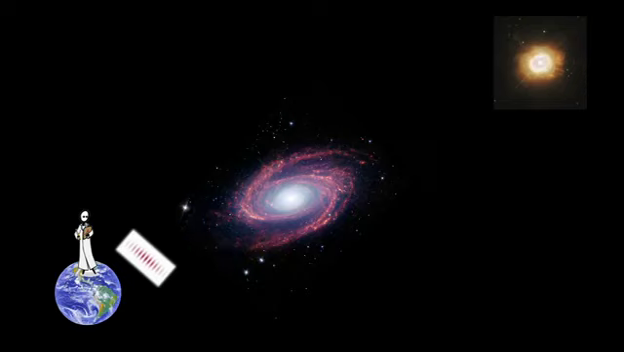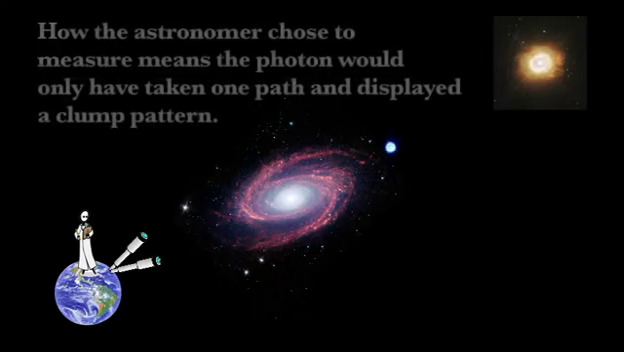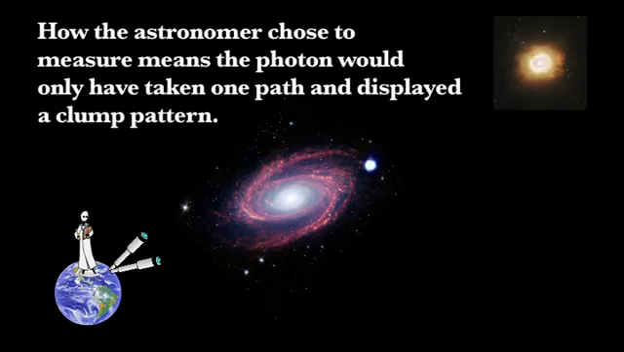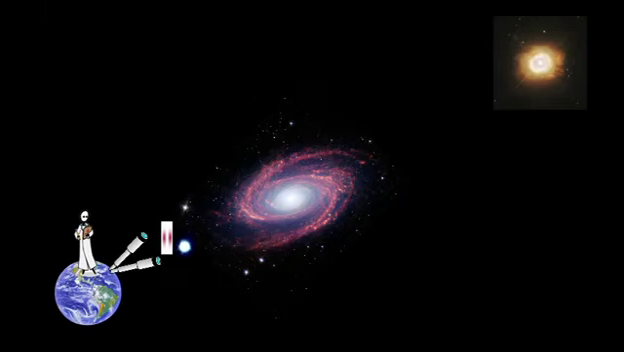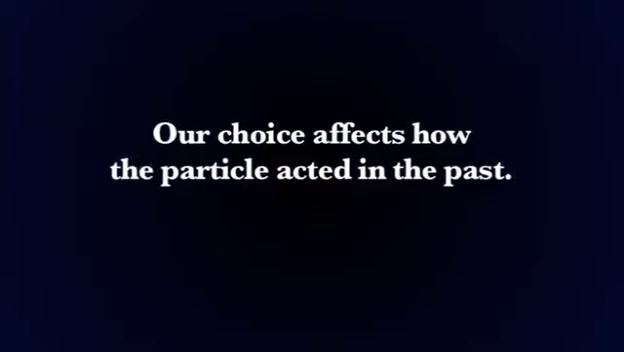However, the astronomer could choose to measure the incoming photon with a binocular apparatus and focus on the left side of the galaxy, while the other side focuses on the right side. In this second case, how the astronomer chose to measure means the photon could have only taken one path, and would display a clump pattern. So in this thought experiment, how we choose to measure now affects how the photon acted billions of years ago. Our choice affects how the particle acted in the past.